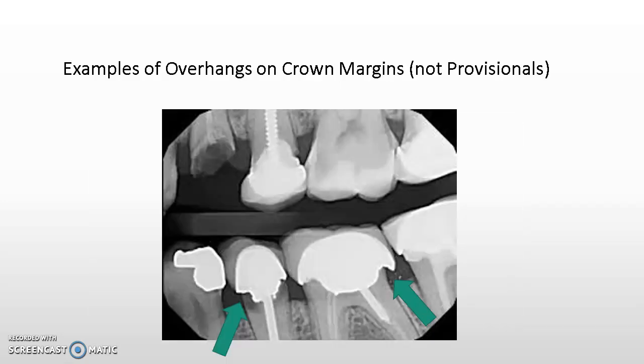Here are examples of overhangs on crown margins. These do not happen to be provisionals. These are actually permanent crowns, and these green arrows look at both of these two examples of overhangs. Here on the mesial of the premolar and the distal of the molar. So we have this gigantic overhang, and this tooth actually has a very large area of caries that's forming. So this patient is in a world of hurt. Upper has a broken off tooth. So this person's going to be sitting in the chair for a while to be restored.